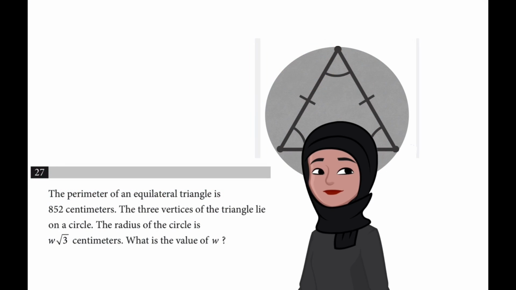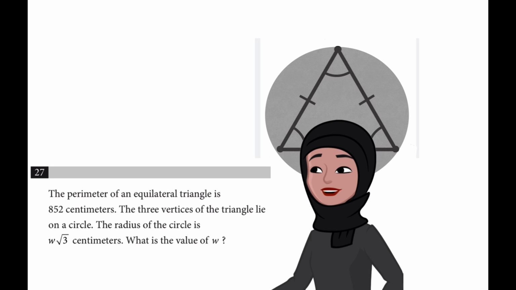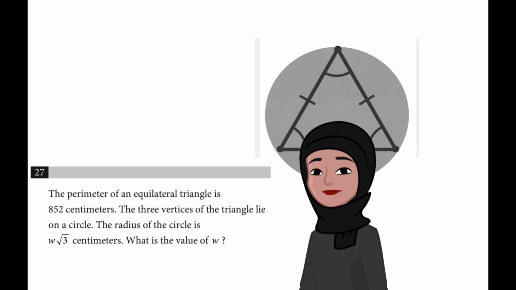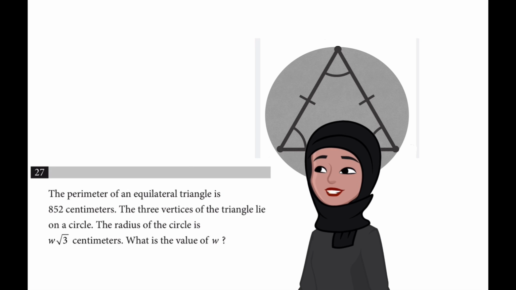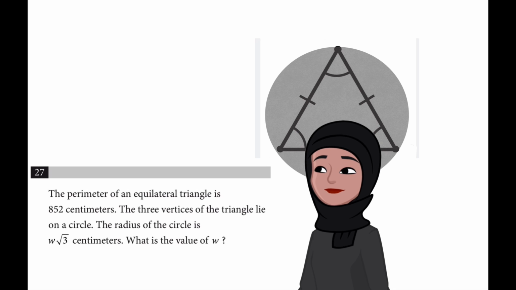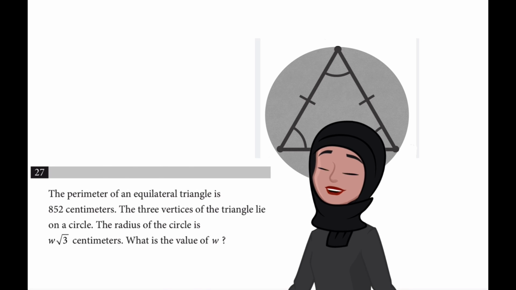Question number 27. The perimeter of an equilateral triangle is 852 centimeters. The three vertices of the triangle lie on a circle. The radius of the circle is w root 3 centimeters. What is the value of w?